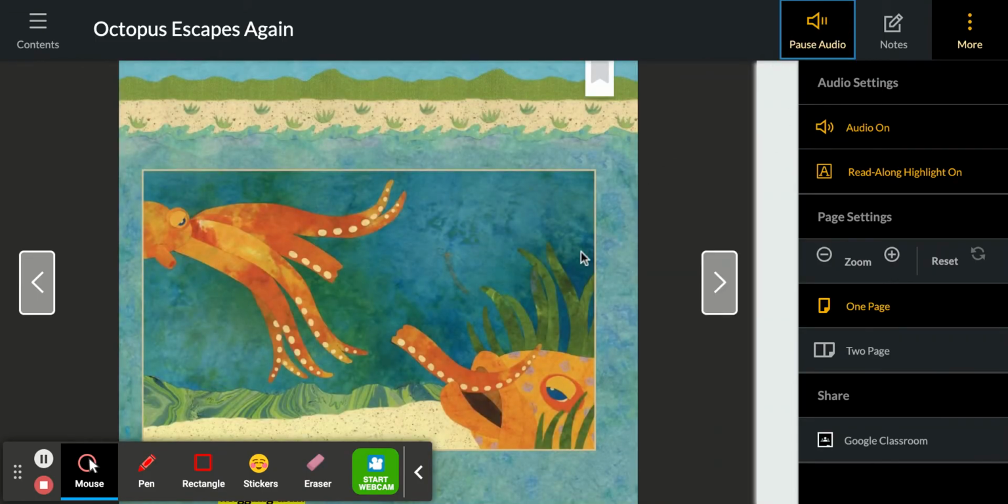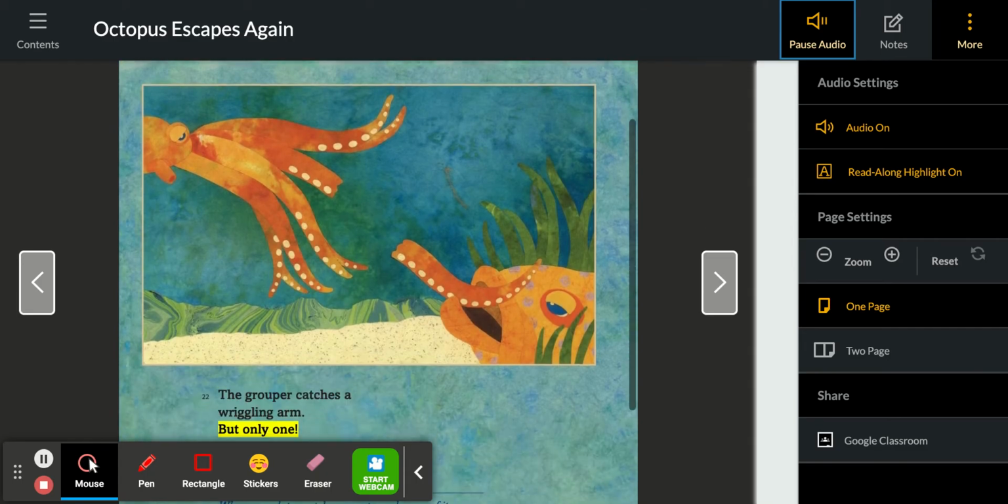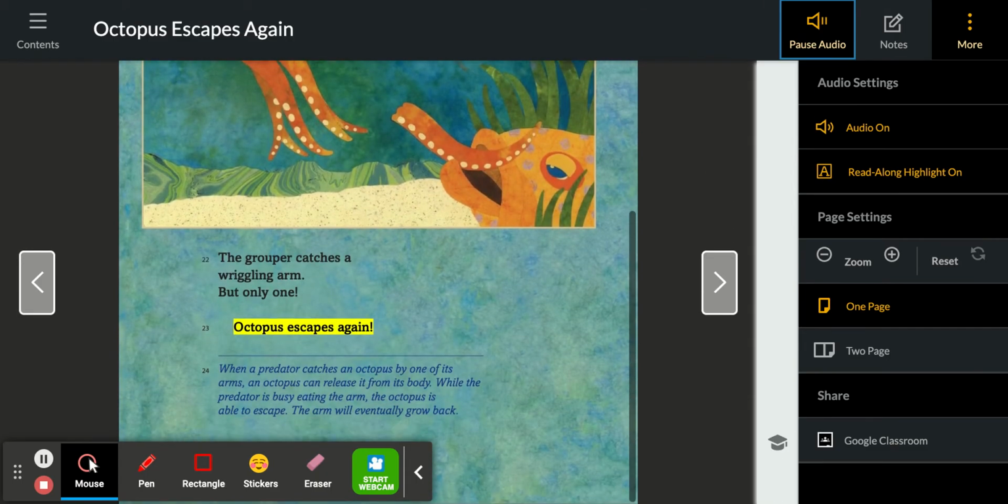The grouper catches a wriggling arm, but only one. Octopus escapes again. When a predator catches an octopus by one of its arms, an octopus can release it from its body. While the predator is busy eating the arm, the octopus is able to escape. The arm will eventually grow back.